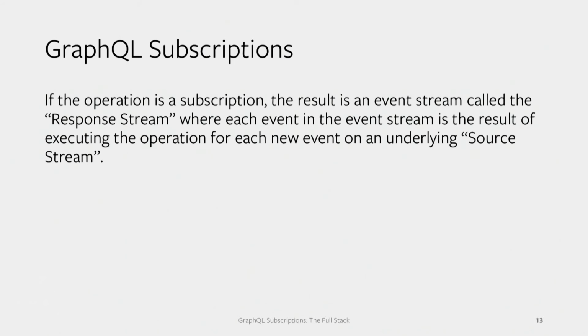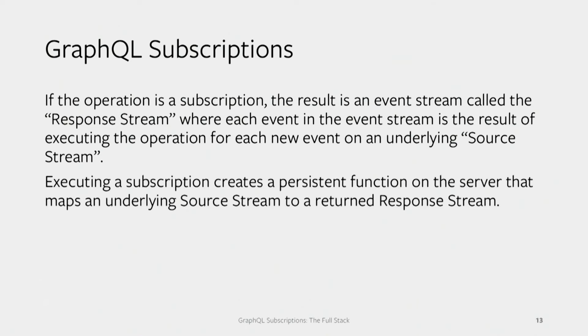All right, what did we just see? Here's what the specification says about GraphQL subscriptions. If the operation is a subscription, the result is an event stream called the response stream, where each event in the event stream is the result of executing the operation for each new event on an underlying source stream. Executing a subscription creates a persistent function on the server that maps an underlying source stream to a returned response stream. I wrote this, and I apologize. But there's some interesting concepts here.